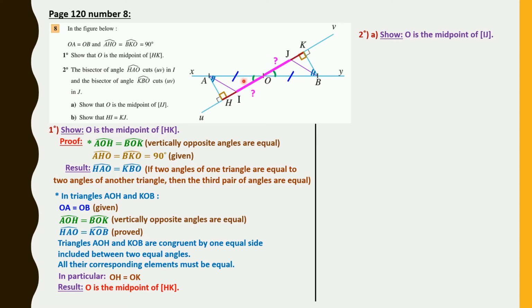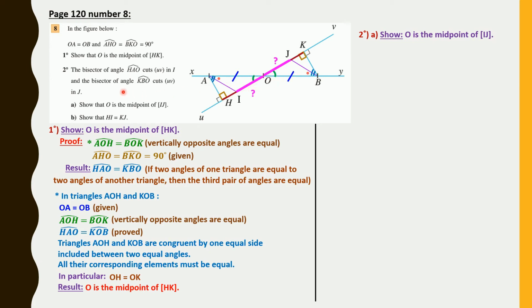Now we need to prove that the two angles adjacent to OA are respectively equal to the two angles adjacent to OB. Here we notice that angle AOI equals angle JOB, vertically opposite angles are equal. All we have to do now is to prove that angle IAO equals angle OBJ. So how will we prove that these two angles are equal?